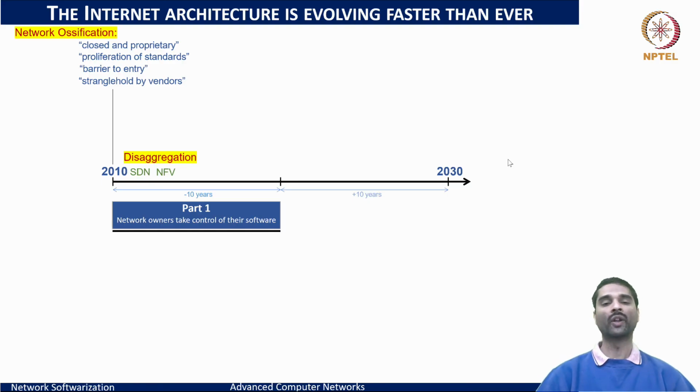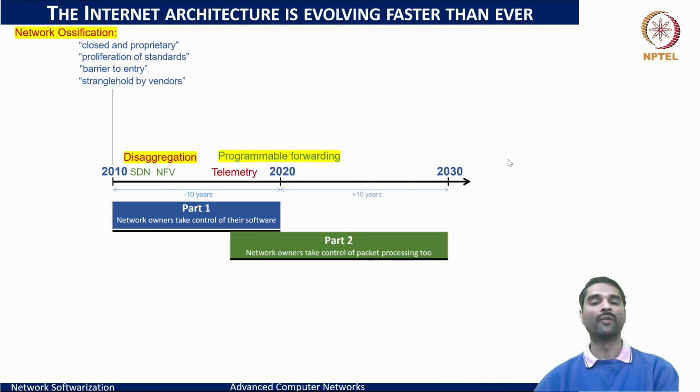And the second phase, what I call the disaggregation phase, where the network owners tried to take control of the software. And this happened through the emergence and adoption of SDN and NFV. And the future, or the third phase, what I call programmable forwarding, where the network owners not only take control of the software, but also control the way the packets would be processed, in terms of having the ability to program precisely what the network needs to do for them, rather than relying on third-party software or vendors to define and dictate what the network would do.